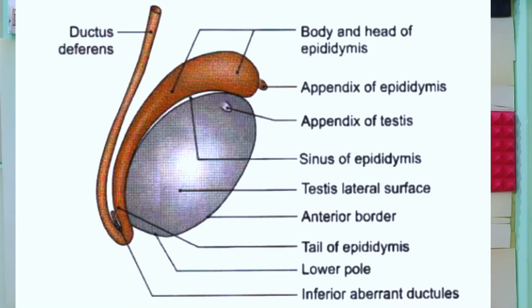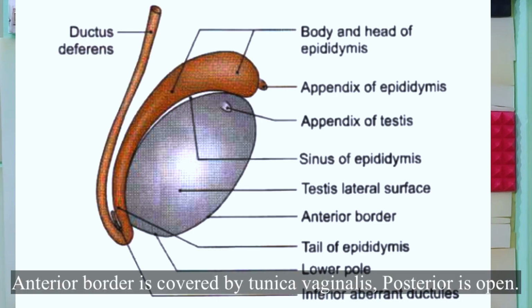Now as you can see in this photo, the testicle has a few features. It has two poles, upper pole and lower pole, two borders, anterior border and posterior border, and two surfaces, medial surface and lateral surface. The upper pole is tilted forward, and the anterior border is covered by the Tunica Albuginea, which I talked about in my last video, and the posterior border is open. It is not covered by anything.